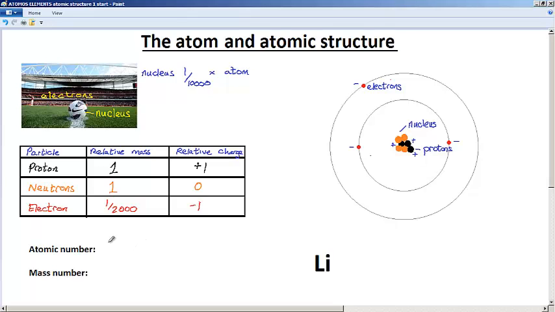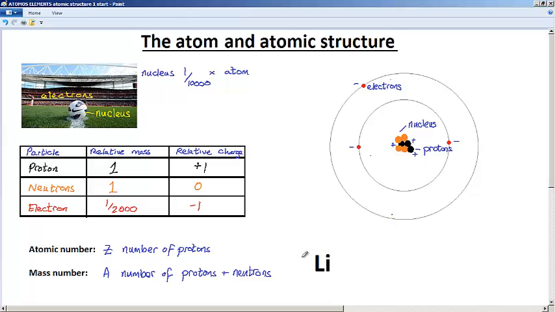We're going to define a few more terms. Below we've got a number called the atomic number. The atomic number has the symbol Z, and that is equal to the number of protons in the nucleus. So in the case of, for example, lithium, that has an atomic number of 3, a Z number of 3, because it has 3 protons. And the mass number is given the symbol A, and that is equal to the number of protons plus neutrons in the nucleus.